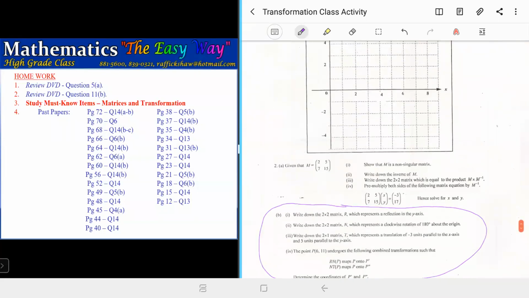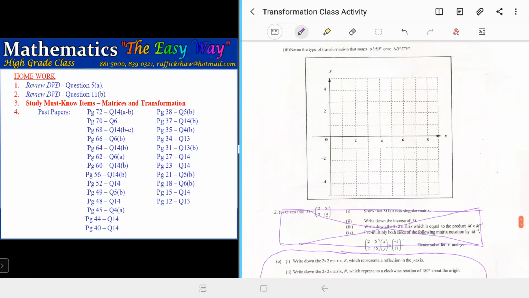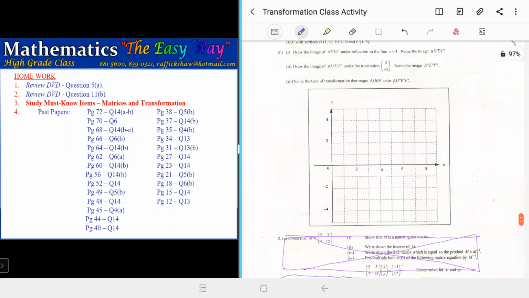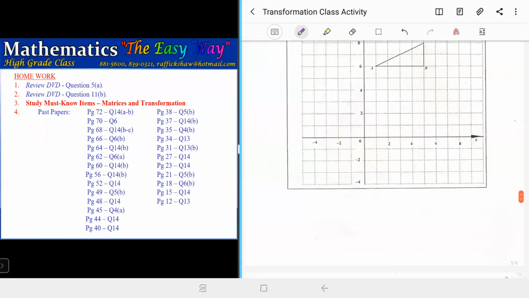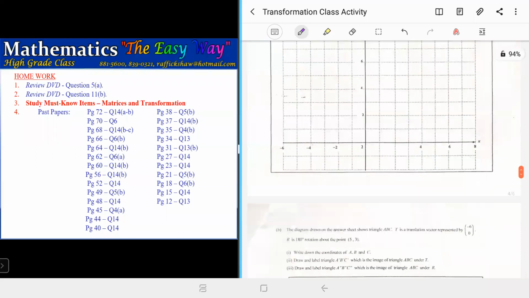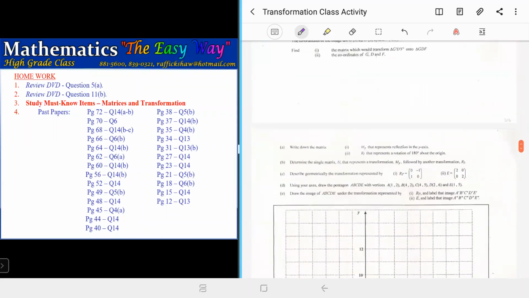This is a straight matrices question, so don't worry about this. That's a straight matrices question. This one, that's a straight matrices question too. I'm not talking about that. That's a transformation down here. Let me see. There's another one up here I want us to do. Yeah, we're going to do these on Sunday.